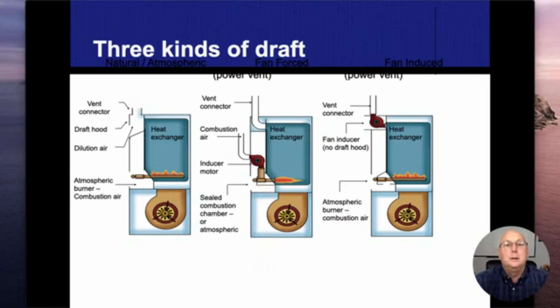The second one here is a forced draft. Now we have a fan there that is taking air, so our combustion air is coming from the outside. This is going to be under a negative pressure. And then I'm blowing air into the heat exchanger, so I'm forcing my draft into the heat exchanger. Now I'm going to have a positive pressure inside this heat exchanger.